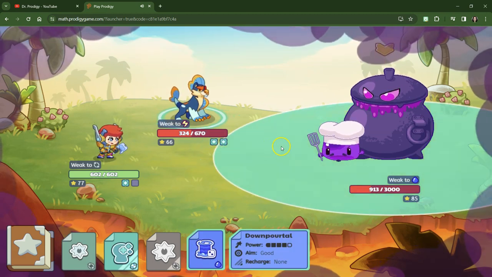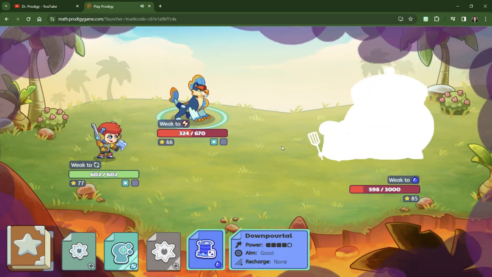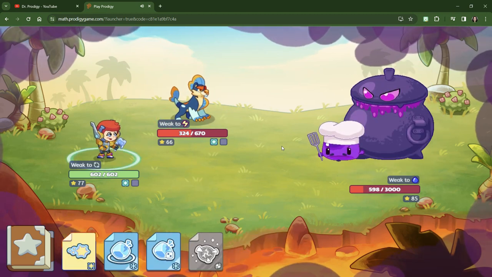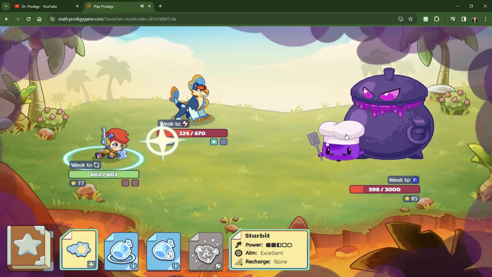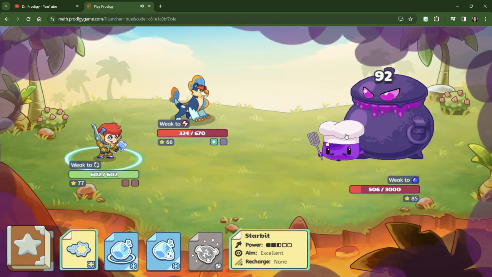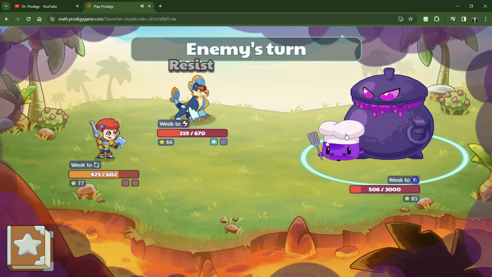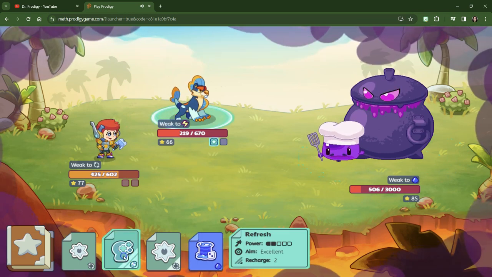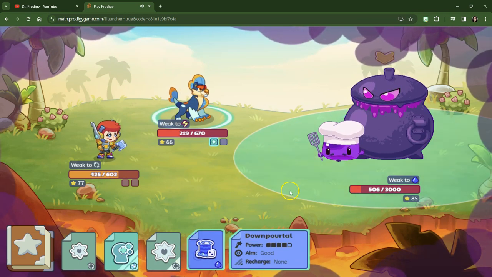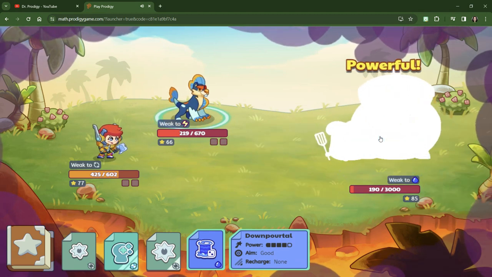Let's do down portal. We might actually win. All right, we're not going to do any ice spells because those ice spells don't do anything. Whoa, enemy! Down portal again. Yes!